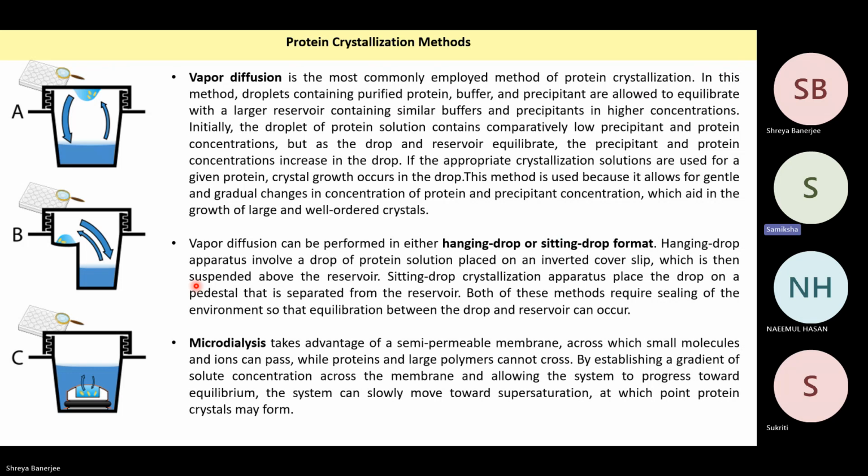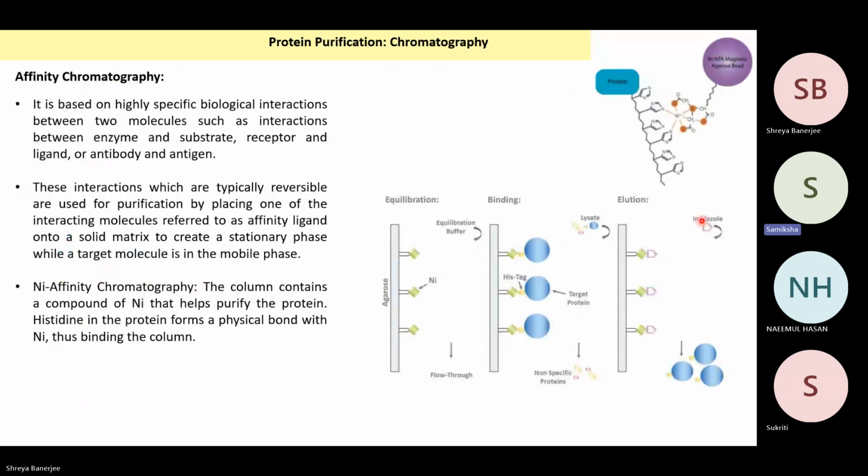Means imidazole will have higher affinity with nickel than histidine. Correct. So it will preferentially bind with nickel, and the protein with the histidine will be removed and can be collected.